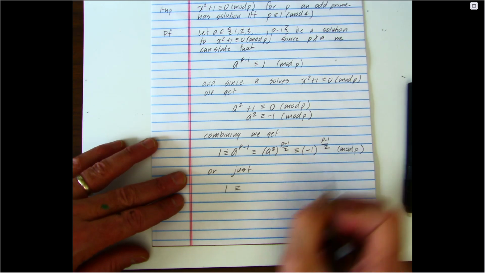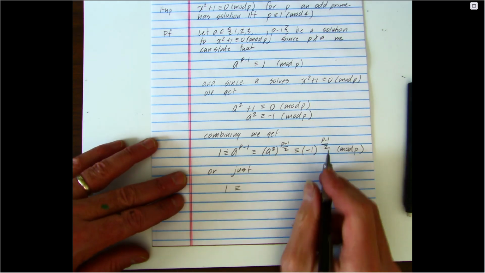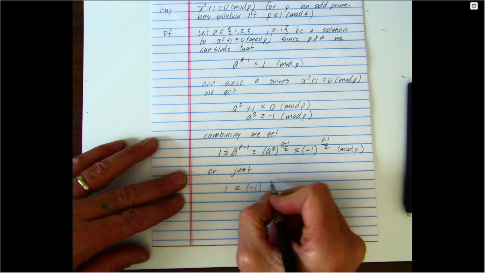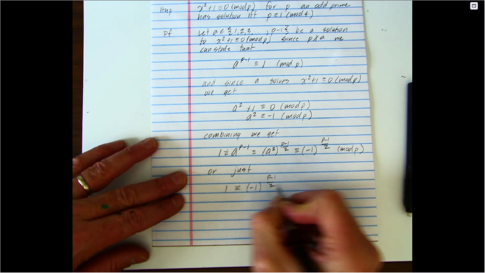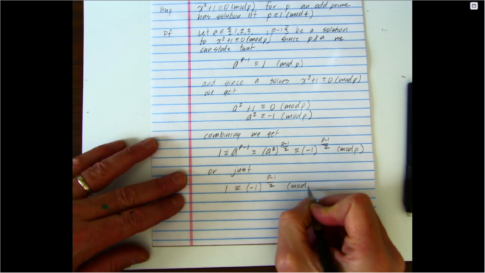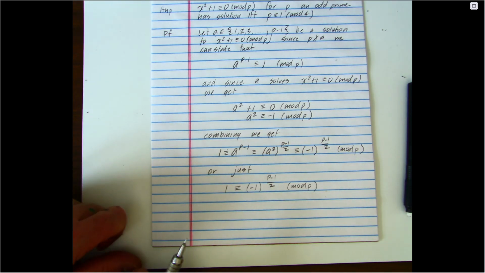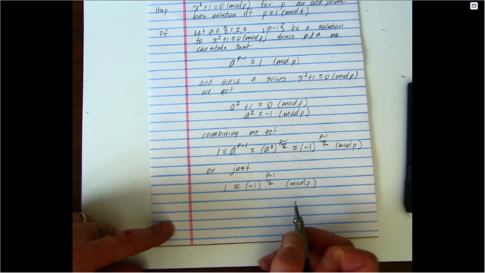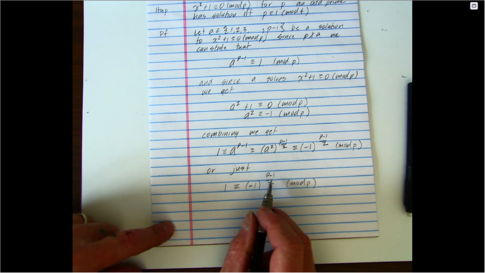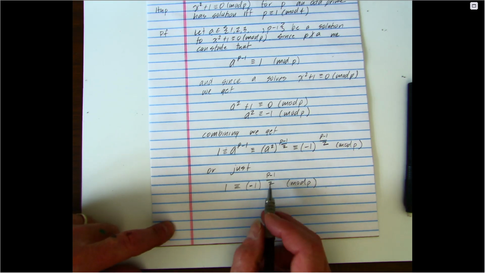So we can see that 1 is congruent to -1 to the (p minus 1)/2 mod p. So equating, I guess, first and last, right? And that's where we can now start thinking about what p has to be in order for this to be true. You can see that this exponent on -1 would have to be even. The whole thing would have to be even in order for this to be true.